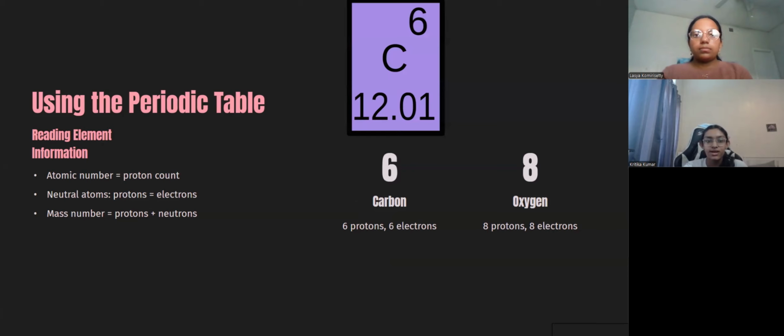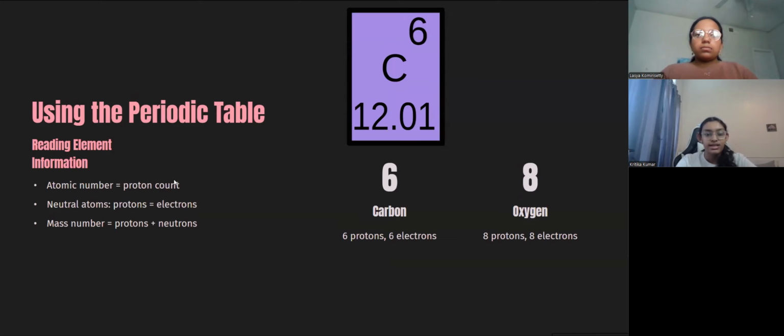So now let's talk about using the periodic table, and how to read element information. There are three main things, and one of them is probably not going to be seen in the actual periodic table, but we can find it out just by looking at it. The three things you need to know when you see an element are, first, the atomic number, which is the big number that is probably on the edge of your element.